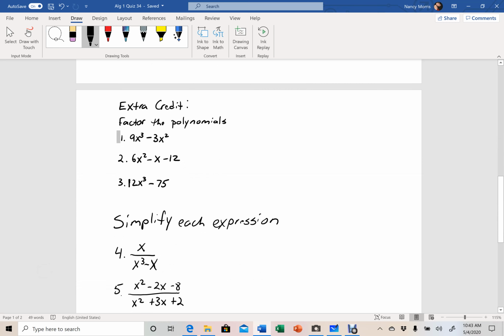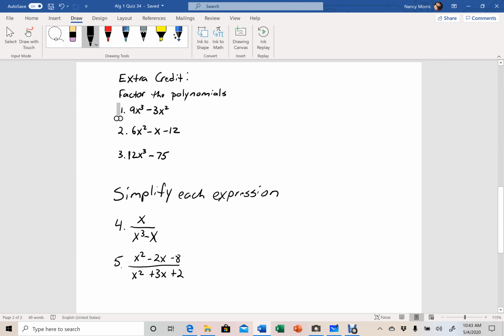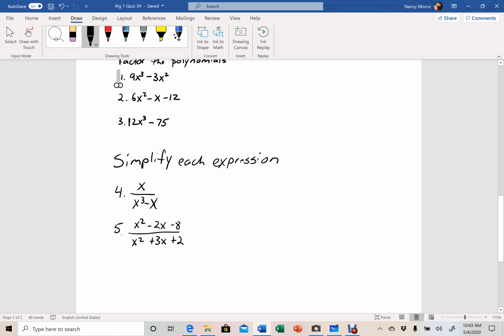Okay, I put on here some extra credit just to give you a little chance to boost your grade if you'd like. The first 3 are just factoring. You're factoring them into your binomials, or factoring out whatever you need to, and the rest remains. And then we have some simplification of each expression. Let me just double check this real quick. I want to make sure I put everything on there that I need to put on there.